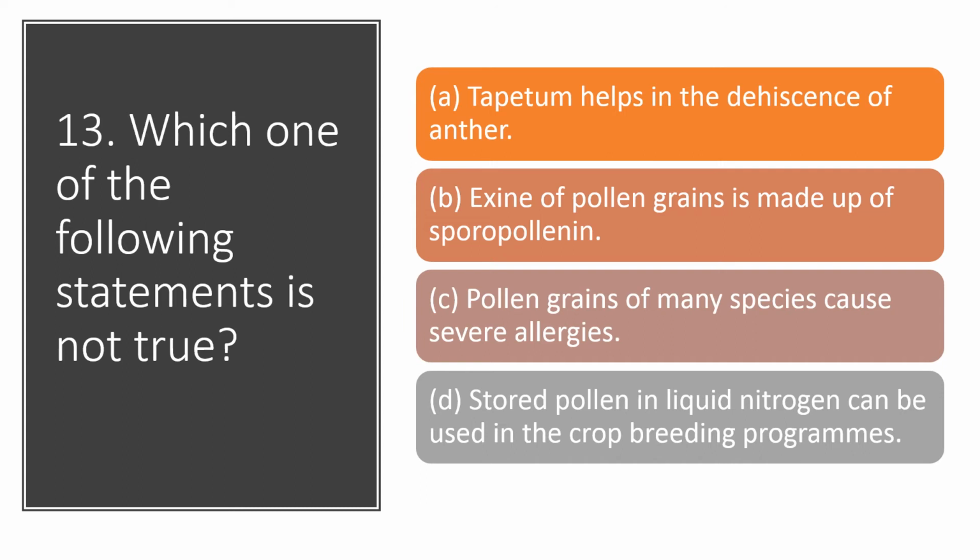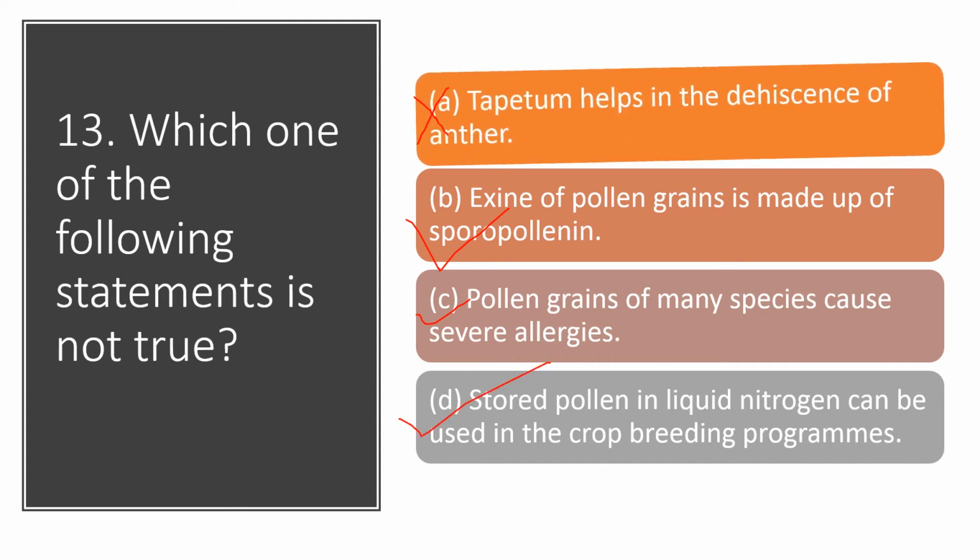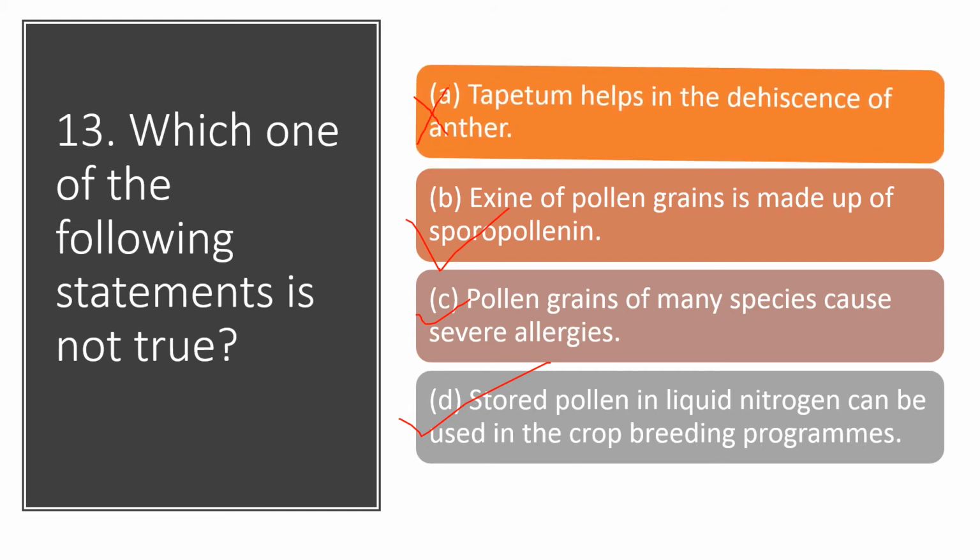In the earlier question we studied that the endothecium helps in the dehiscence of anther, not the tapetum. Tapetum is the nutritive tissue for the developing pollen grain. So option A is the right answer because the statement is wrong. But look at the other options also. B, the exine of pollen grain is made up of sporopollenin. It is the right statement. Pollen grains of many species cause severe allergies. It's also right. Stored pollen in liquid nitrogen, that is minus 196 degrees Celsius, can be used in crop breeding programs. It is also right. So the right option is A. Tapetum helps in the dehiscence of anther.